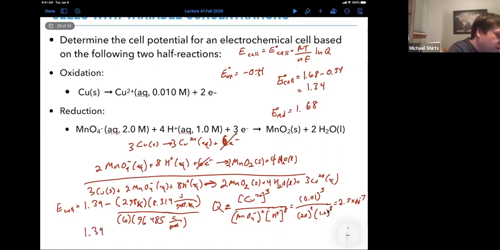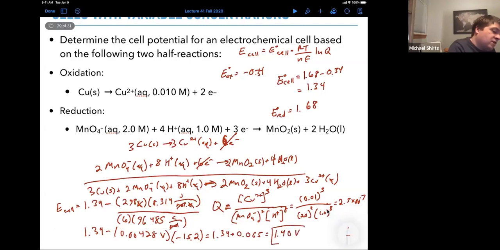So 1.34, we multiply this all together. This is 0.00428 volts, because it's joules per coulomb, times the logarithm of this, which is minus 15.2, for a total of 1.34 minus here, minus there, plus 0.065. So that rounds to 1.40 volts. So the concentrations here are such that we get a little bit more electrical potential out than we would have at standard state conditions.